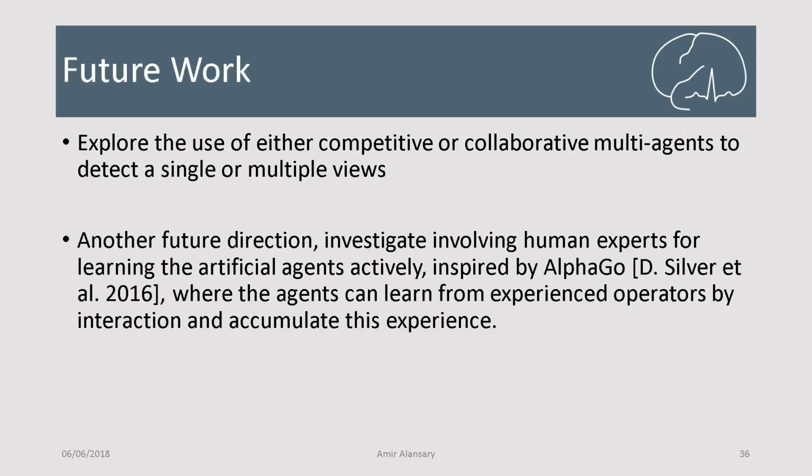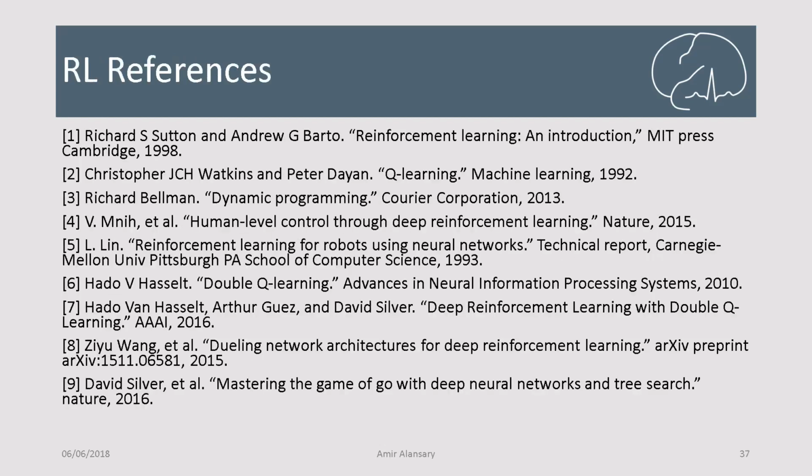Future work, there are some nice ideas about using multi-agents, collaborative or competitive, to find the same plane or different planes at the same time. And also another good direction, but this is maybe far future, is including the expert in the process, where they can learn from the human, the same as AlphaGo when they play games with humans and improve upon this. So here we can also learn some anatomical steps, or steps from experts who use anatomical information or background during their operation. There are some reinforcement learning references if you're interested.